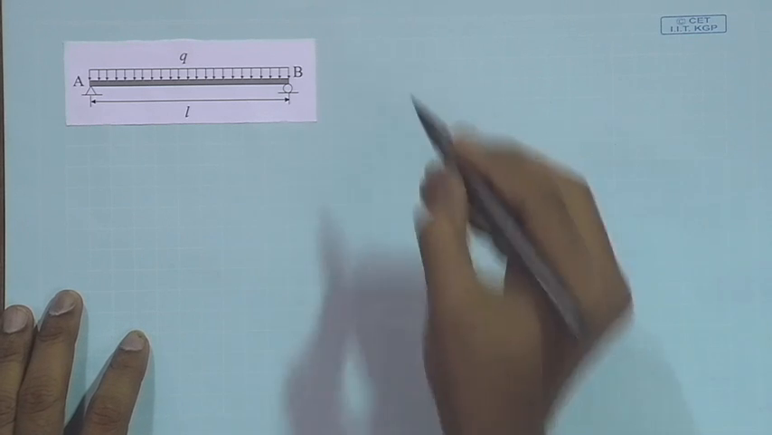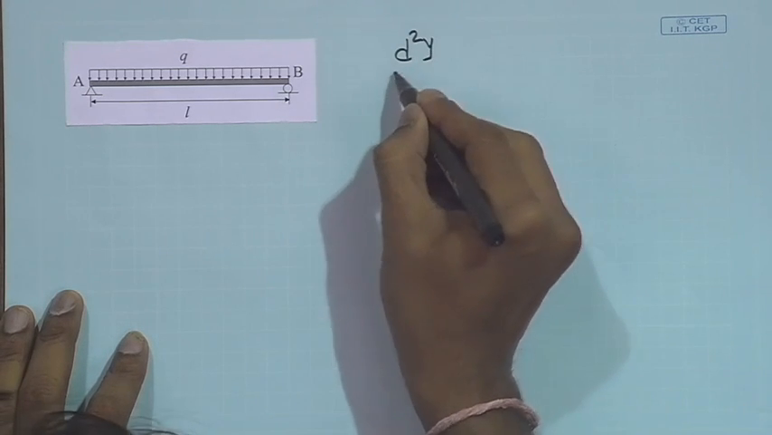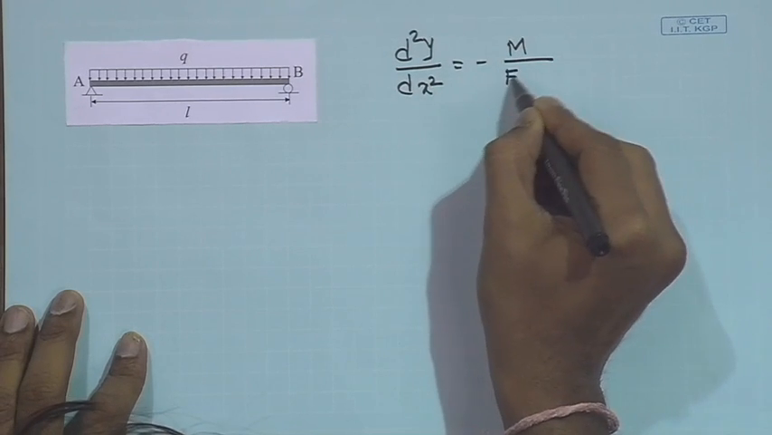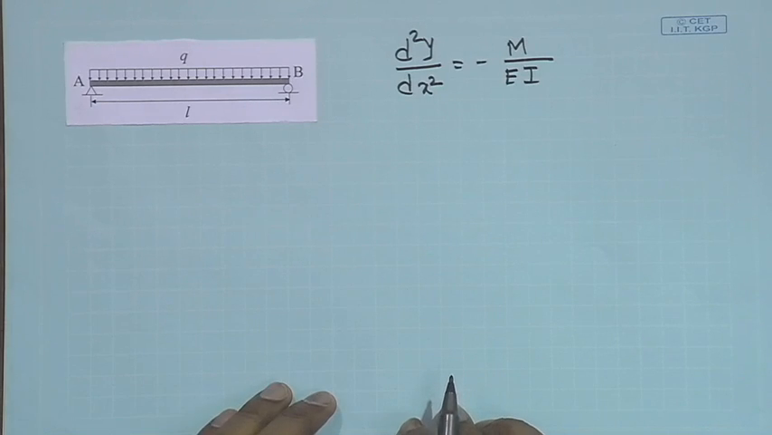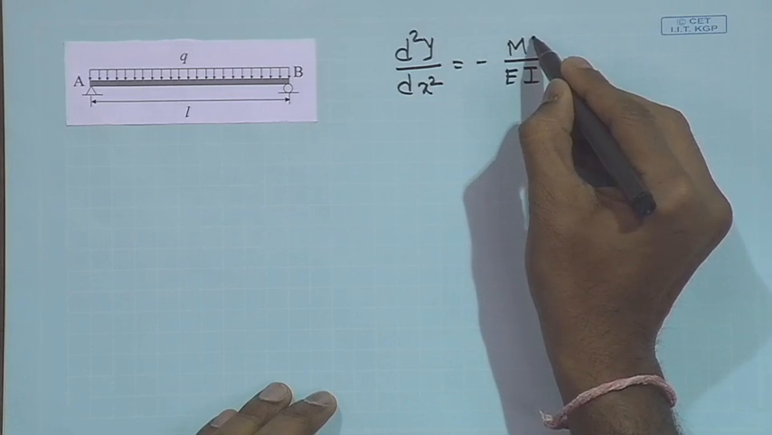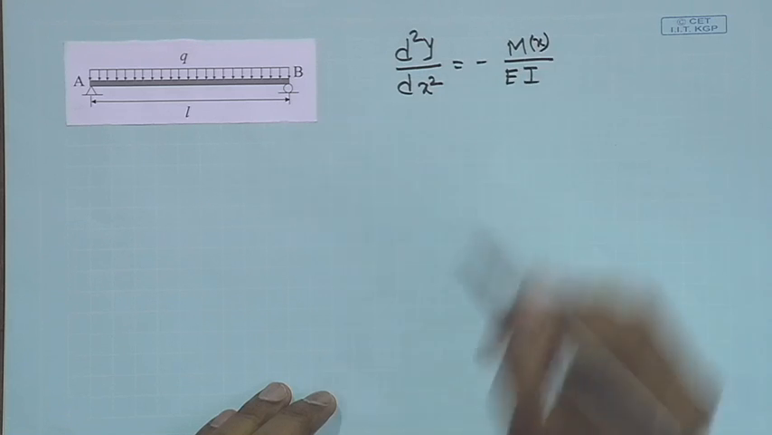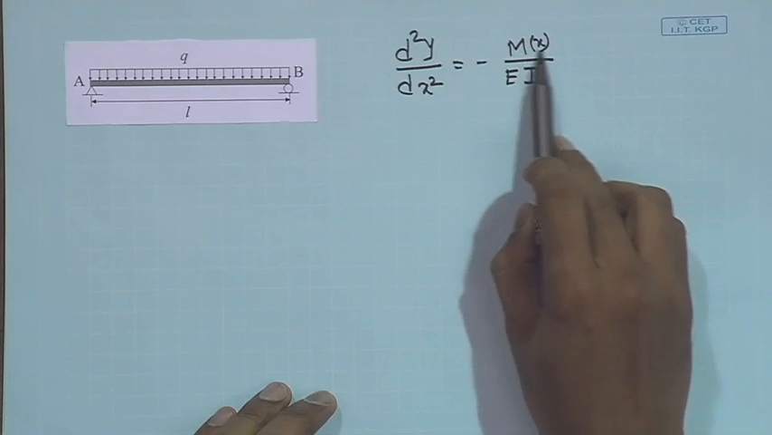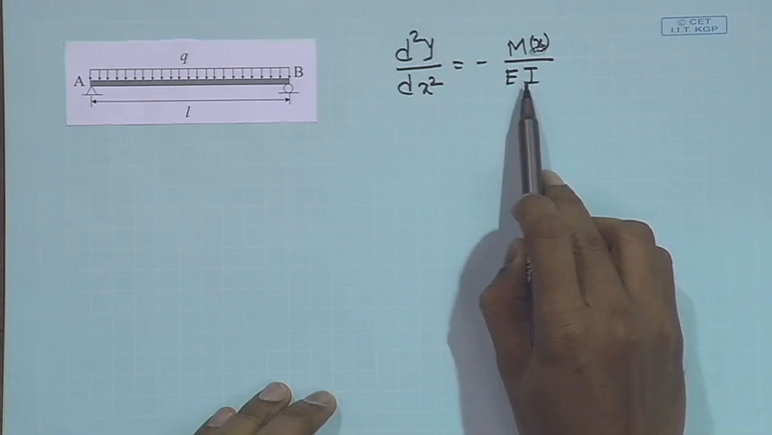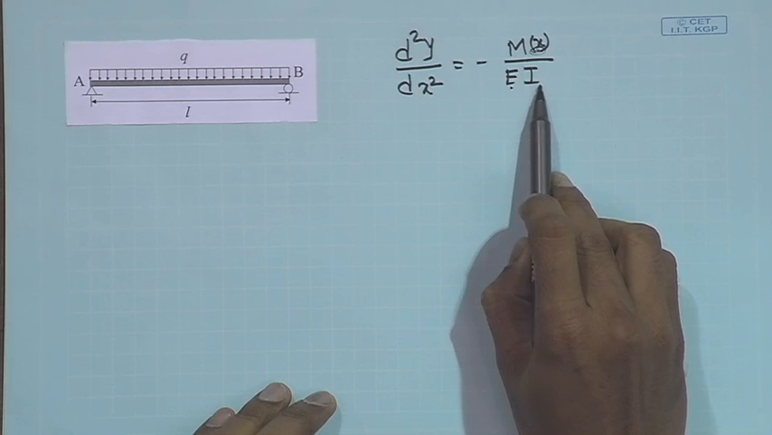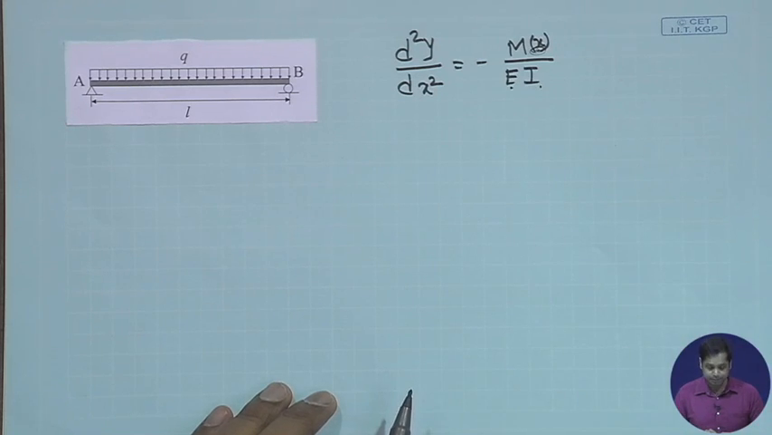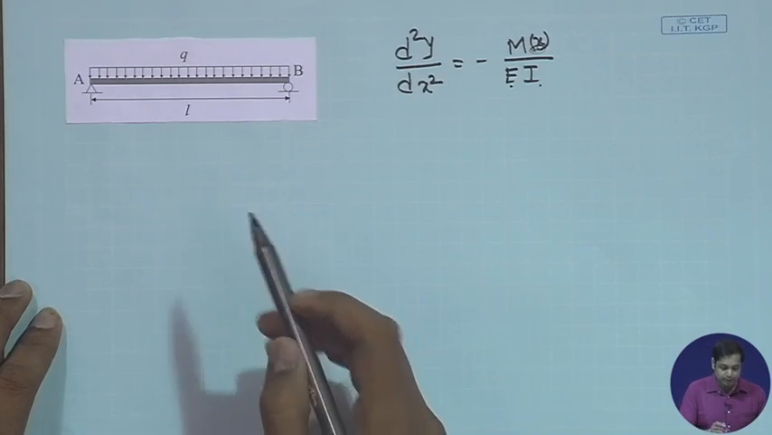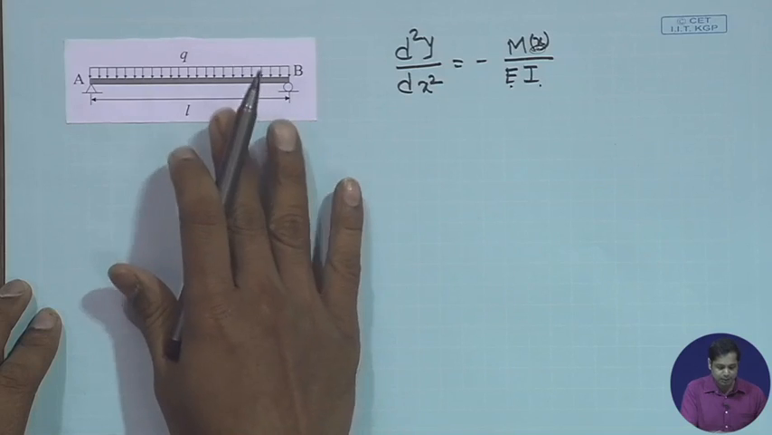The equation we have is d2y/dx2 equals minus M by EI, where M is a function of x, so better write M(x). So, curvature is equal to moment at a distance x divided by Young's modulus and divided by second moment of area, right. First determine the support reactions, and we have seen this problem many times in this course.